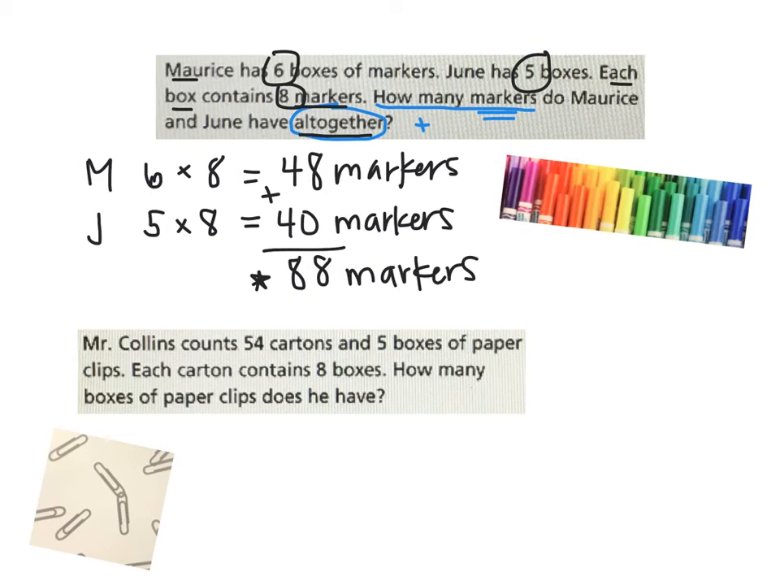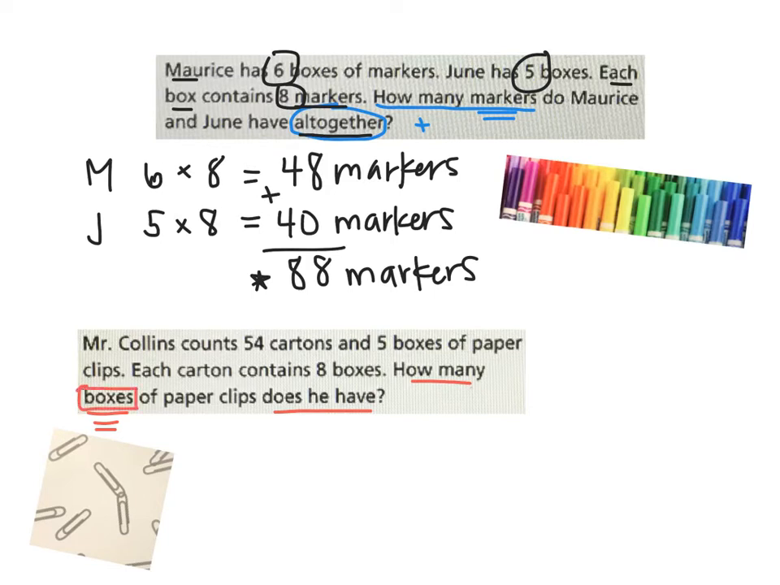The next one, Mr. Collins counts 54 cartons and 5 boxes of paper clips. Each carton contains 8 boxes. How many boxes of paper clips does he have? Okay, keywords in the question. So again, we look at the question first. How many boxes of paper clips does he have? So this is just trying to figure out how many keyword boxes he has.